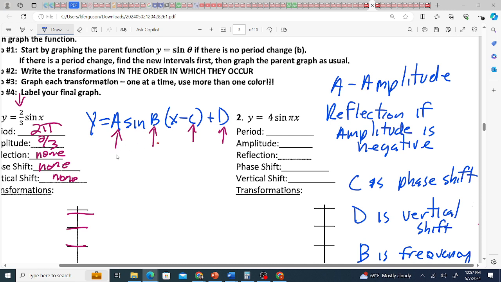So I'll say again, it all goes back to knowing about this. Amplitude. If it's negative, then you got a reflection. B, that's the frequency. You divide that into 2 pi to get your period. This value, that's my phase shift. That's moving it left or right. And remember, your phase shift is the opposite of where it's going to go. So if I got x plus 1, it goes to the left. If I have x minus 3, it goes to the right. That's for the phase shift. But then the stuff on the outside, the D, the vertical shift, positive goes up, negative goes down.